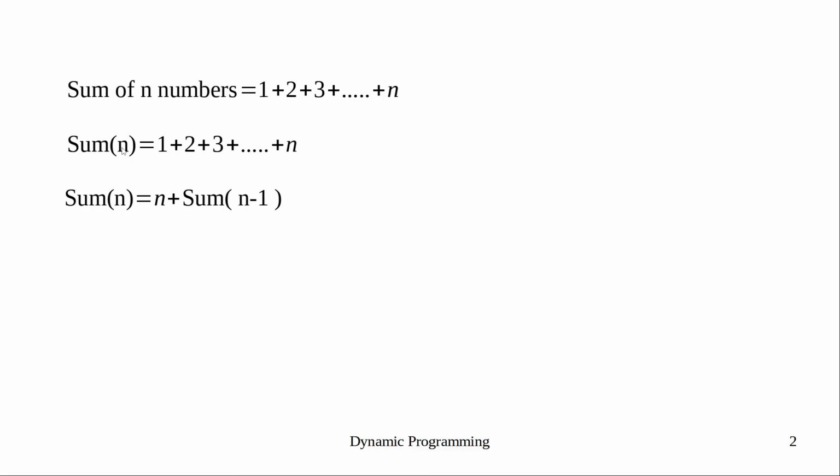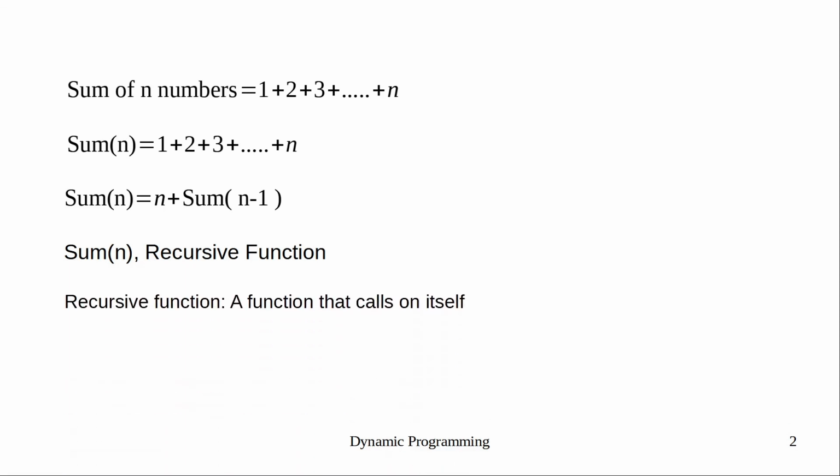Quite interestingly, sum n can also be written as n plus sum n minus 1. To understand this, let us say we want to calculate sum 3. So sum 3 is going to be 3 plus sum n minus 1, that is sum 2. Now sum 2 is going to be 3, and 3 plus 3 again makes it 6. So sum n is a recursive function. Such functions are known as recursive functions. What are recursive functions? Recursive functions are functions that call on themselves.